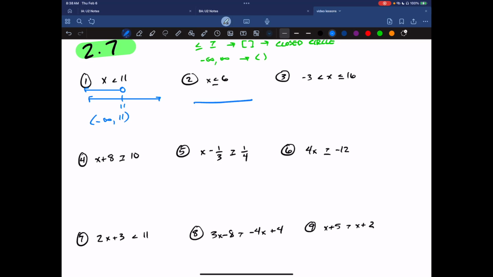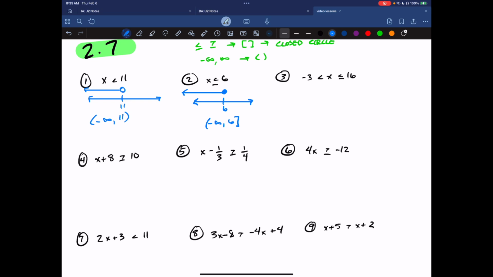Okay. Number two, we have 6. And because it's less than or equal to, I'm going to close the circle and I'm going to shade to the left. Okay. Now, similarly, I'm going to write my interval negative infinity to 6. But because of that closed circle, I'm going to put a bracket on 6 and I have to put a parentheses on infinity.